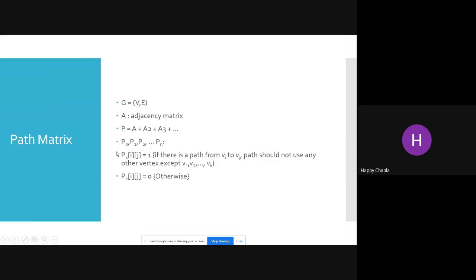We'll discuss it. But first, if we want to find a particular value, then Pk of ij is equal to 1 if there is a path from that particular node to the next node, and the path does not use any other vertex except v1, v2 up to vk. And Pk of ij is equal to 0 otherwise.